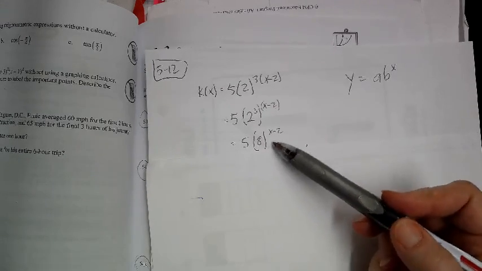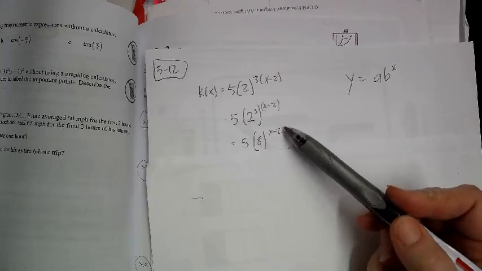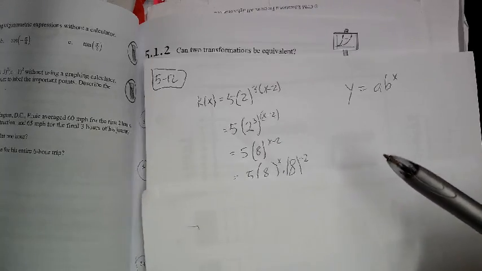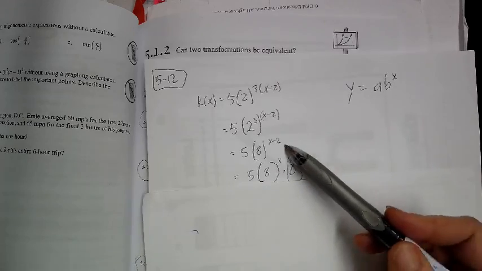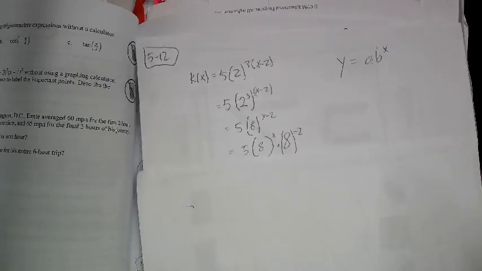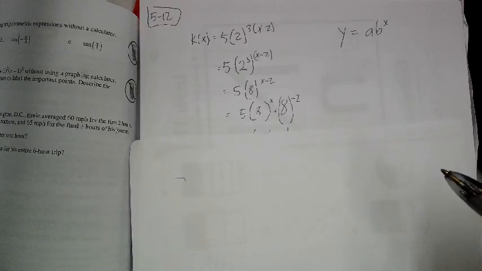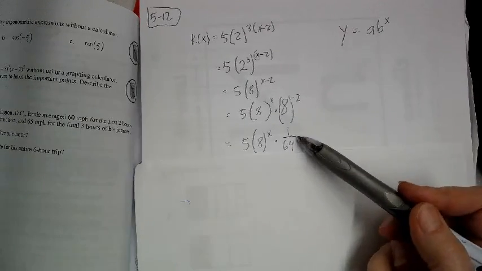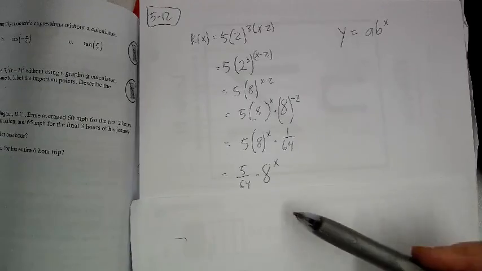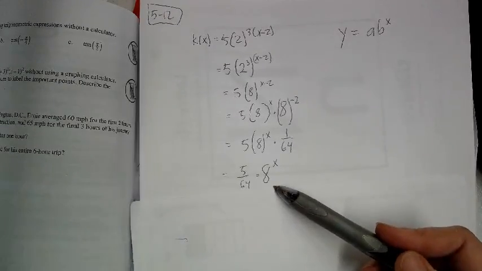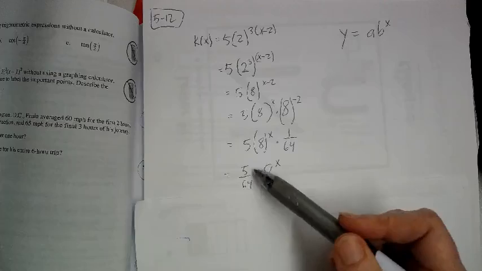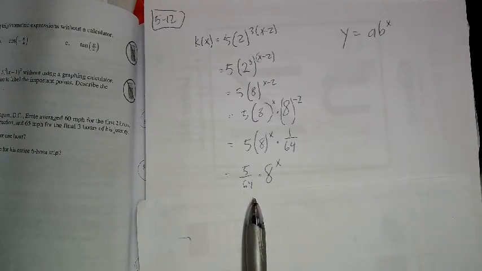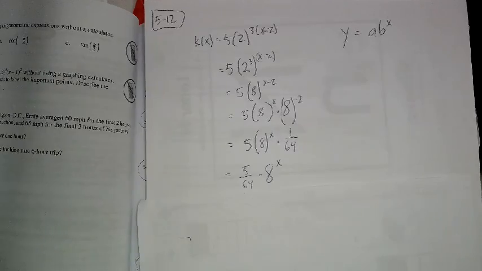And then I can turn 2 cubed into 8. And I can actually write this as 8 to the x times 8 to the negative 2. And then 8 to the negative 2 is 1 over 8 squared. And so I can rewrite it like this. So this fraction right here is a. So I've succeeded in writing this as a times b to the x.